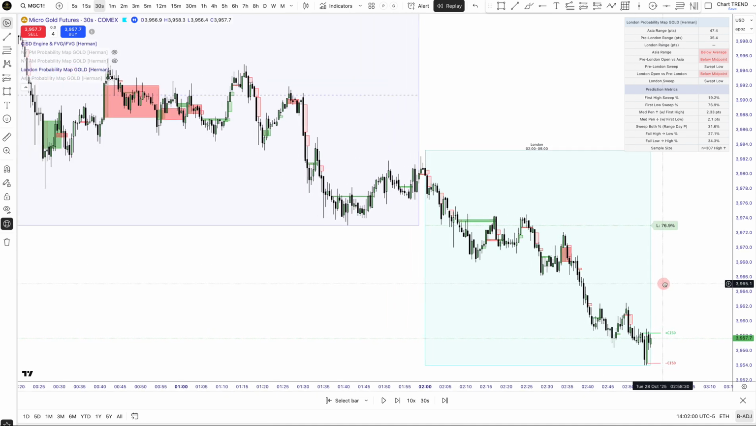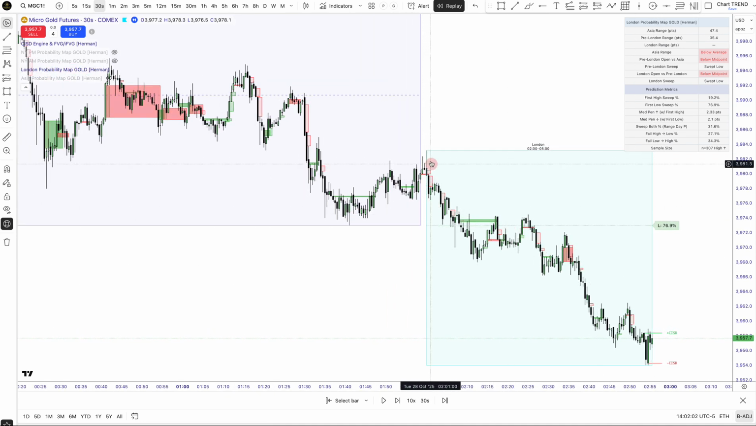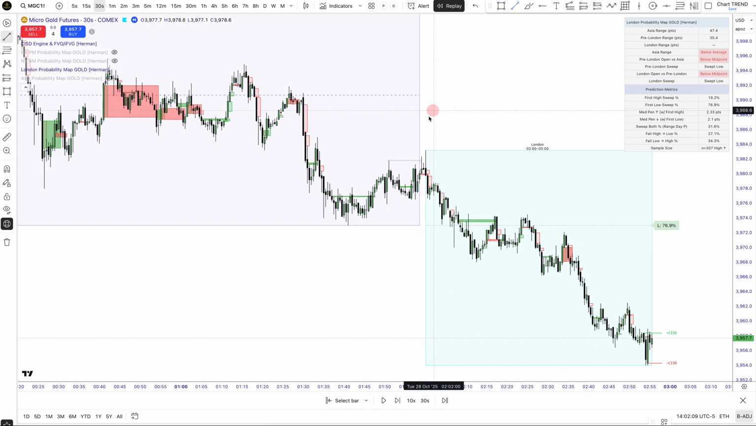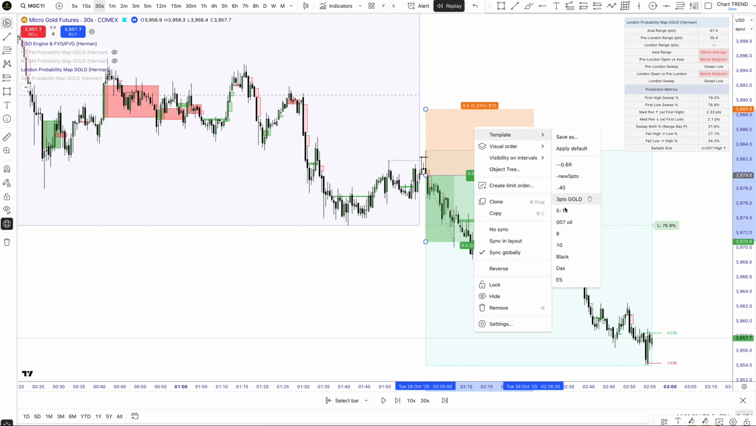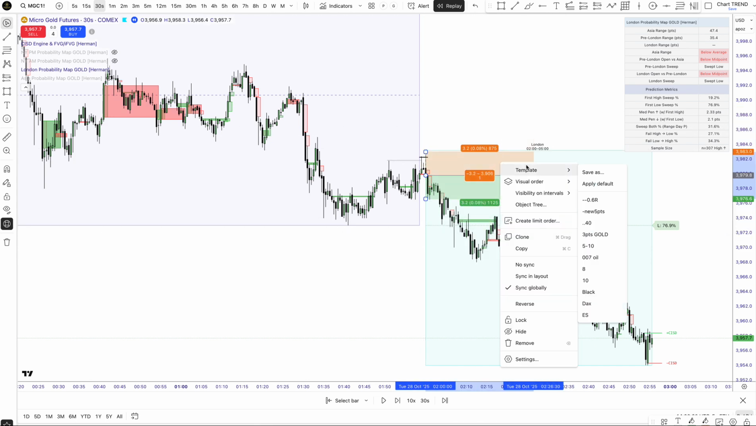So we had 76.9% of sweeping the high first. We open up 2 o'clock. Once we open up, I can see that we are sweeping some highs in here. They're sweeping that high, and immediately inverting the fair value gap. That was the fair value gap that was responsible for the sweep. That's important as well.